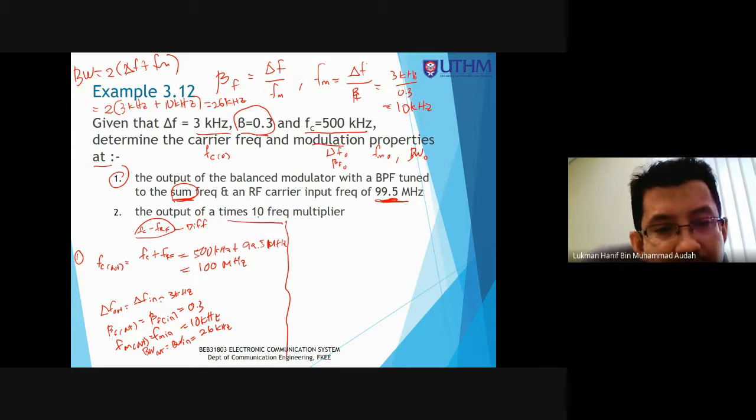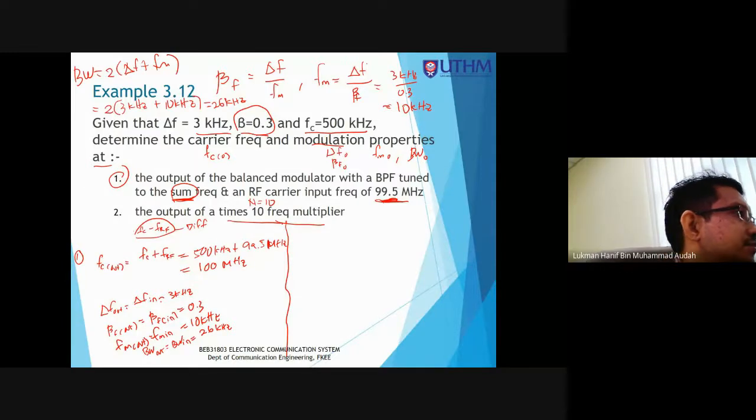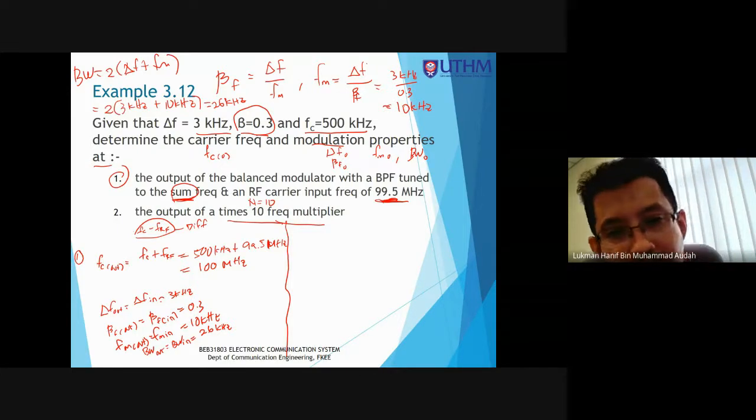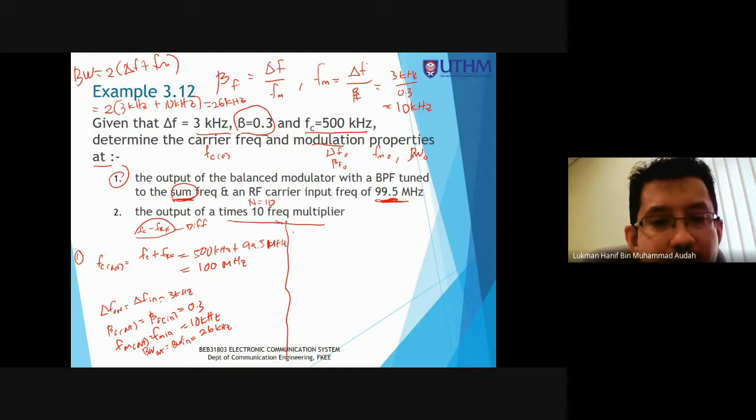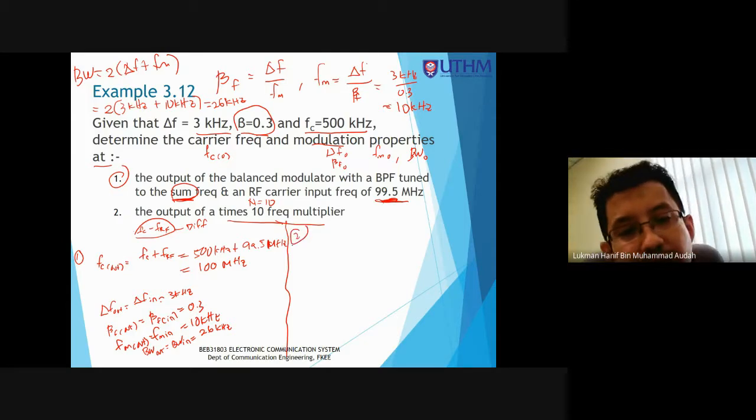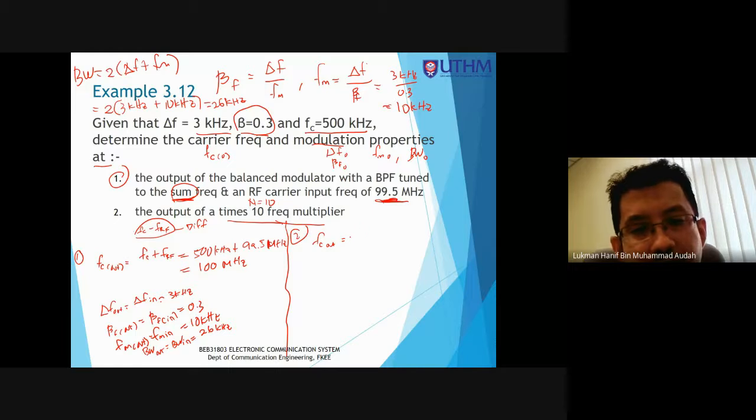So this is the first question, and then for the second question, you are given to determine the output of a times 10 frequency multiplier. That means gandaannya adalah 10, n equal to 10. Okay, so for question number 2, we need to determine again FC out. FC out is equal to 10 times FC in, which is 10 times 500 kilohertz.